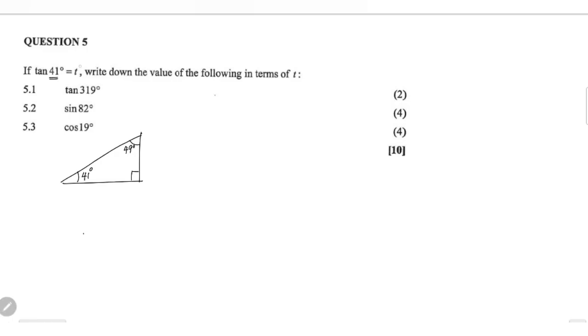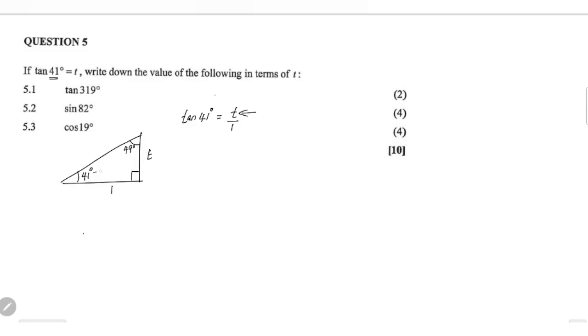Okay, what is given? Tan 41 is equal to t, isn't it? The one that is given, let me write it here: tan 41 is equal to t. Since we need to apply SOH CAH TOA, you need to look at the right hand side as a fraction. So t, we can write as t over 1, isn't it? And by definition, what is tan? Opposite over adjacent, isn't it? Tan 41, what is the opposite side? The opposite side is t, and the adjacent is 1, isn't it? So we can write it like that.